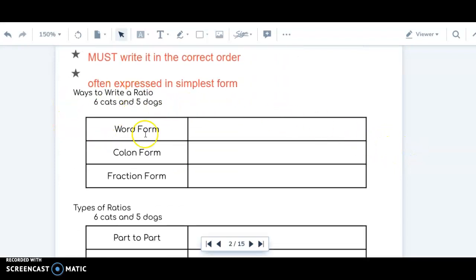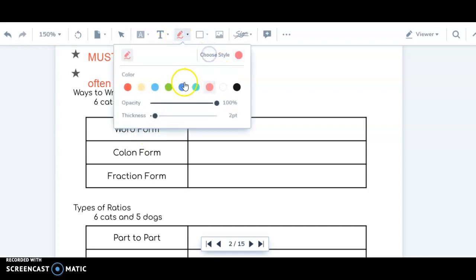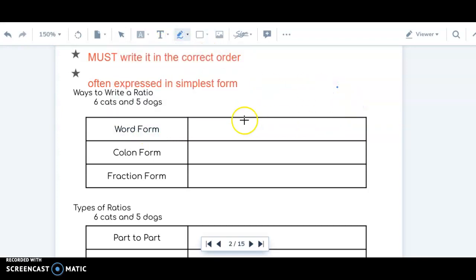So how do we write a ratio, all right? We have a couple choices, all right? We have word form, which means we're going to use the word "to," okay? That's what all ratios have in the middle, the word "to," okay? So let's see how we can do this. If I look at my 6 cats and my 5 dogs, well, they didn't tell me the order, so I'm just going to use the order they gave me, okay?